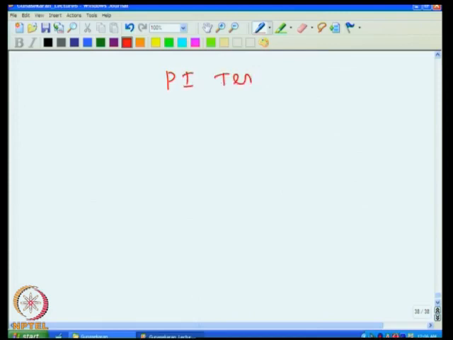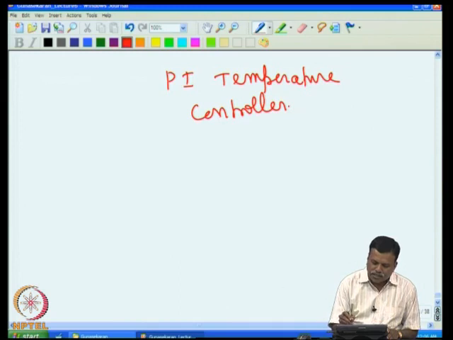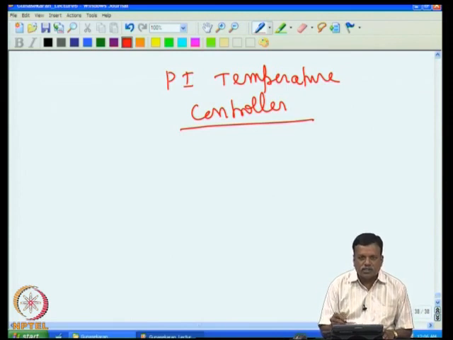Last week we had seen how to design a proportional temperature controller. This week we will see how to design a PI temperature controller. A PI temperature controller actually gives much better performance than a proportional controller. This is extensively used, and we should understand why this integral action. PI means proportional integral temperature controller. We also will see later what is a proportional integral differential temperature controller.